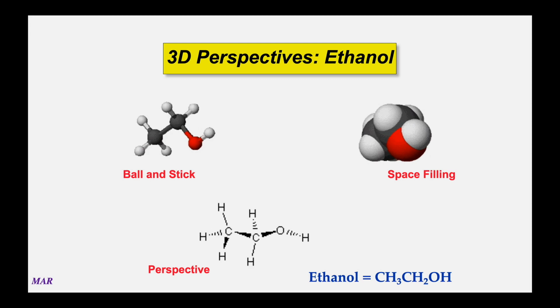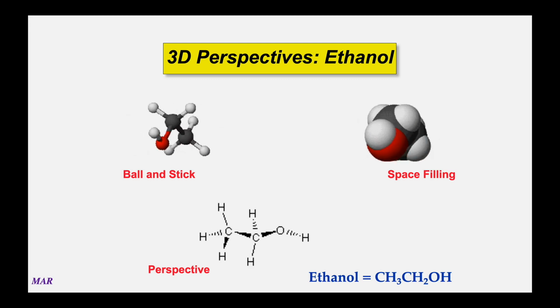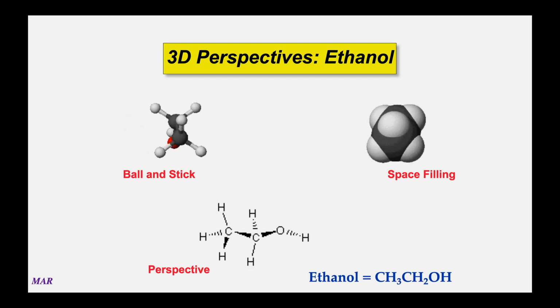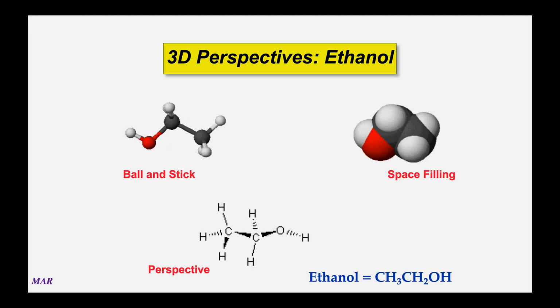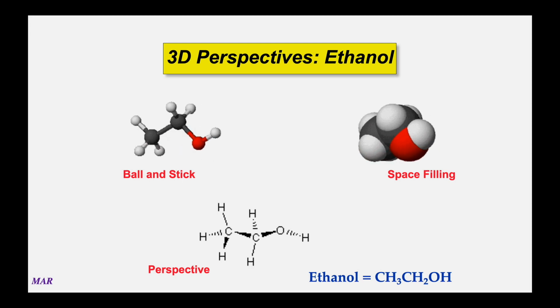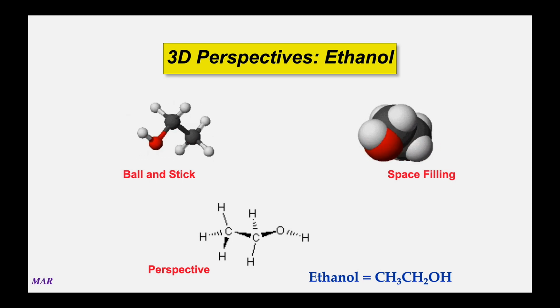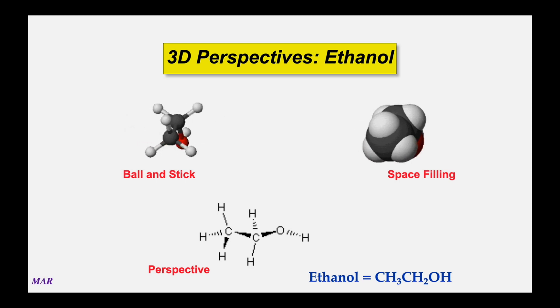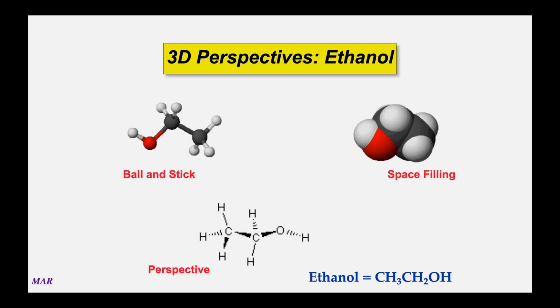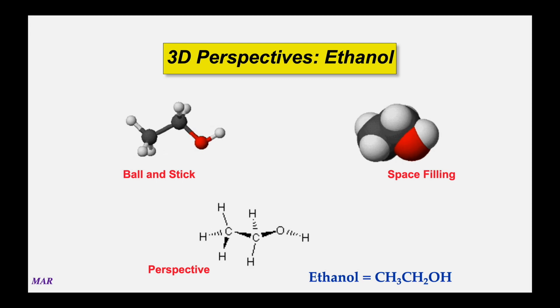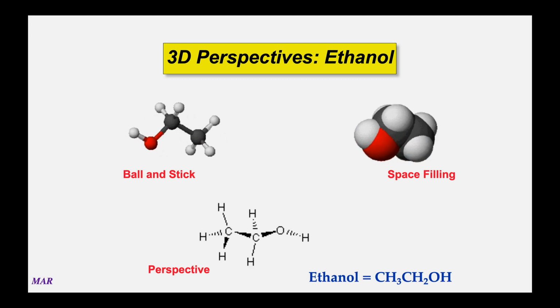But notice that they all have an OH. The upper two have a red oxygen, so it makes it easier to see. And then you have the CH2, CH3 parts on the end. Perspectives are sometimes used as well. They used to be really popular, but now the ball and stick with the right kind of programs are easier to make, but you will sometimes see it.